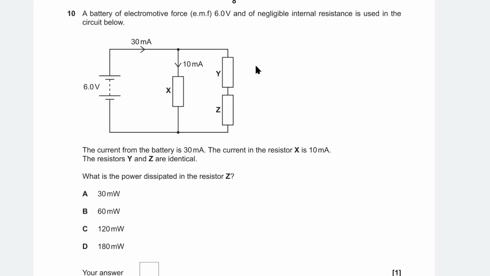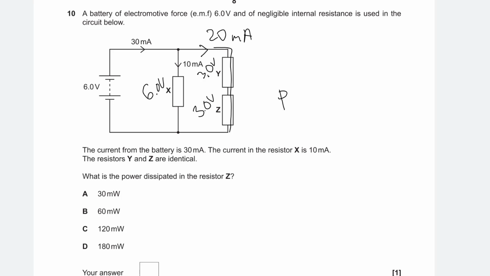Well, if there's 10 milliamps going down here, this means that there's got to be 20 milliamps going through here, and what will the voltage be? Well, by Kirchhoff's second law, this here will be 6 volts, and those two together are going to be 6 volts. But each of them is going to have 3 volts, and then this one here will have 3 volts. Remember, Kirchhoff's second law says that the sum of the PDs is equal to the sum of the EMFs across a closed loop, and this here is one closed loop.